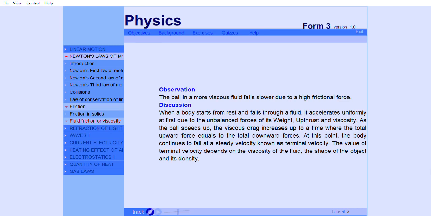As the ball speeds up, the viscous drag increases up to a time where the total upward force equals the total downward force. At this point, the body continues to fall at a steady velocity known as terminal velocity. The value of terminal velocity depends on the viscosity of the fluid, the shape of the object, and its density.